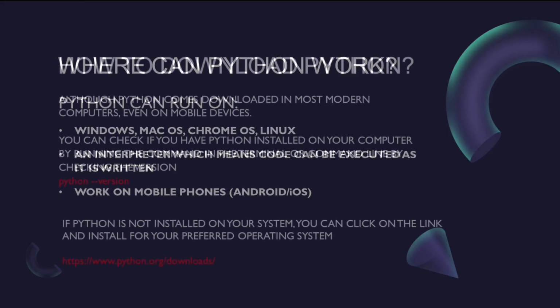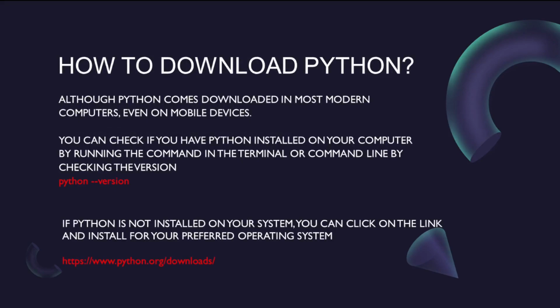So we then now talk about how to download Python. Most systems nowadays already come with Python installed, and most of them are the latest version. So to check if you have Python installed on your system, you can just open the terminal or command line. This is our terminal or command line.